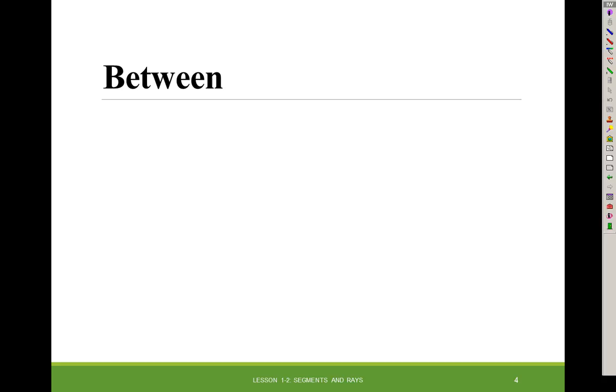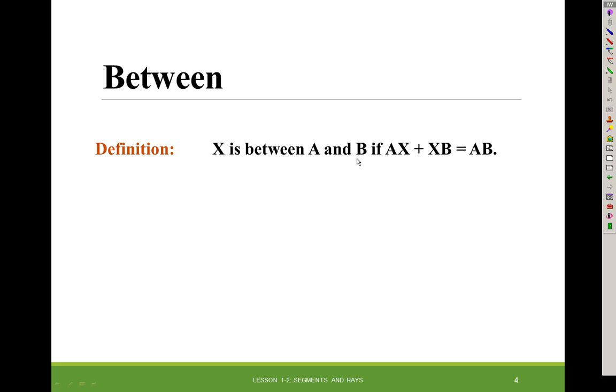When we talk about between, the definition of between, X is between A and B if the measure of segment AX plus the measure of segment XB is equal to the measure of segment AB. And you can see it in this diagram. X is between A and B. If you take the length from A to X, add that to the length from X to B, one part plus the other part equals the whole thing from A to B. Add up the parts to equal the whole thing.